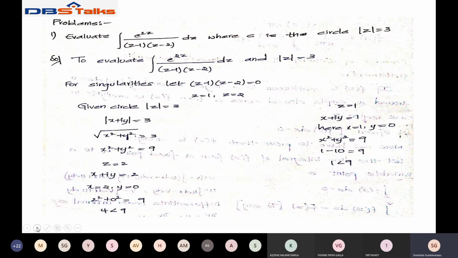Next singular point, z equal to 1. z means x plus iy equal to 1. Here real part x equal to 1, imaginary part y equal to 0, and substitute in the circle equation x square plus y square equal to 9. We get 1 less than 9.